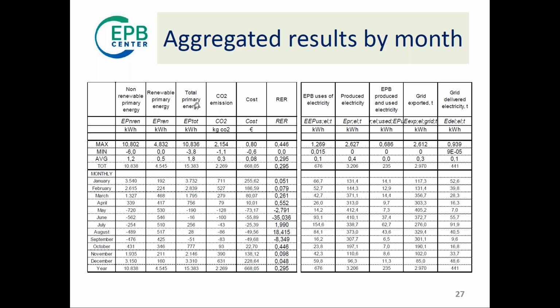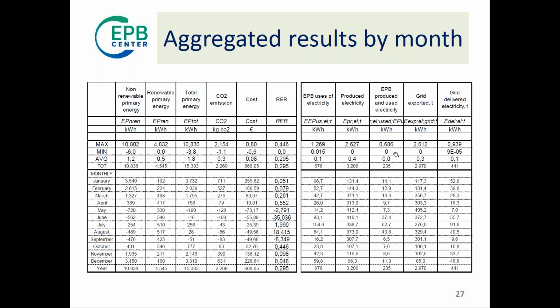And here you have the aggregated results. This you can do with all the results. You get the hourly results, but it can be also interesting to have the sum. These are not monthly calculation results. These are monthly aggregated results of the hourly calculation. And you see here the result for the weighting, and you see non-renewable primary energy, renewable, the total primary energy, the CO2 emission, 2 tons, and the cost. How much does it cost to provide EPB services to this house?